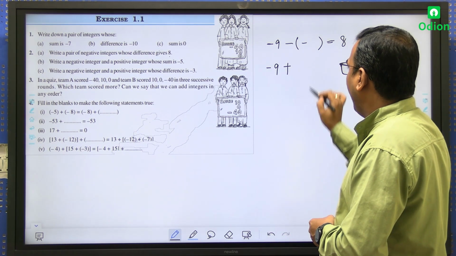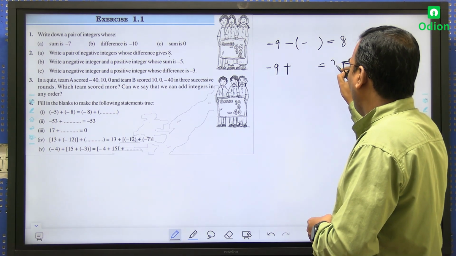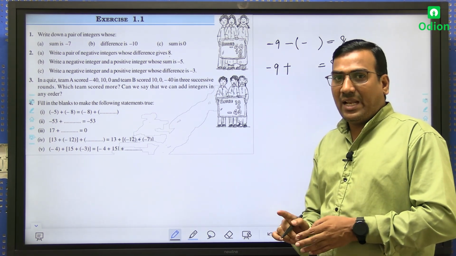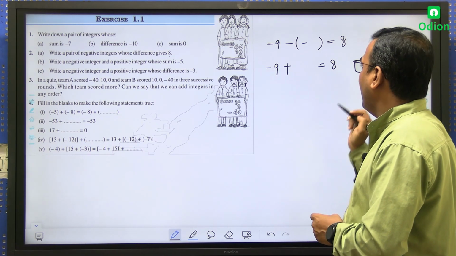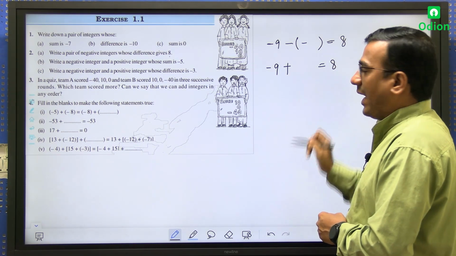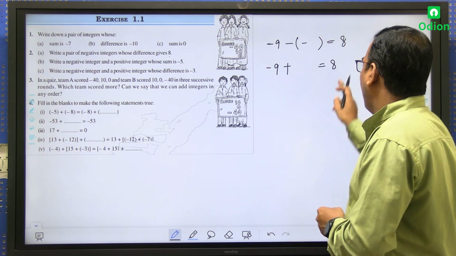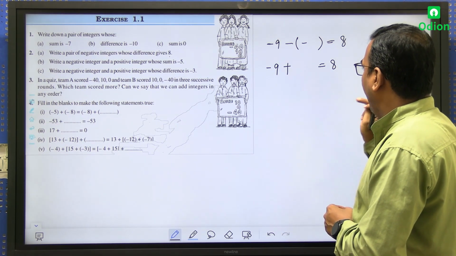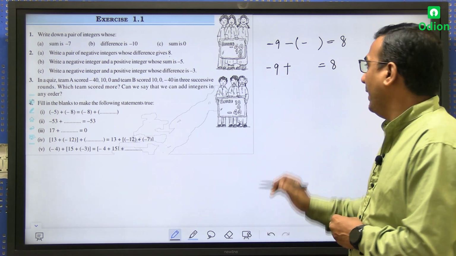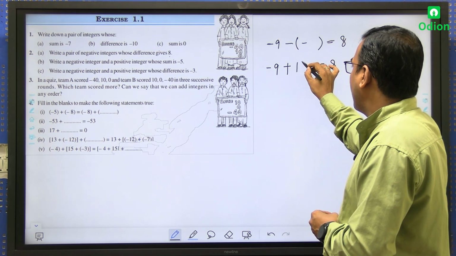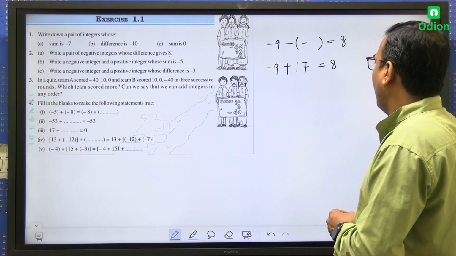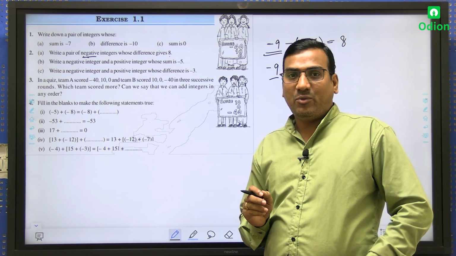What will be the second digit in order to get the value of 8? Minus 9 or answer 8. I have to write one digit which is more than 9, and it should be 8 more than 9. Okay, then the answer is 17. What is the trick you have to remember?